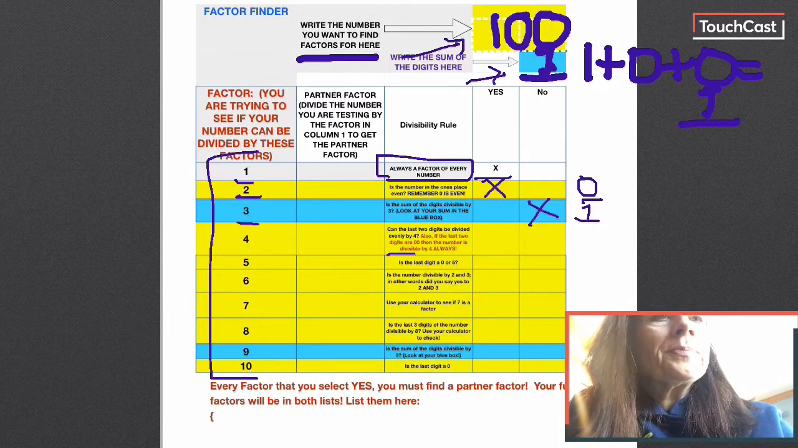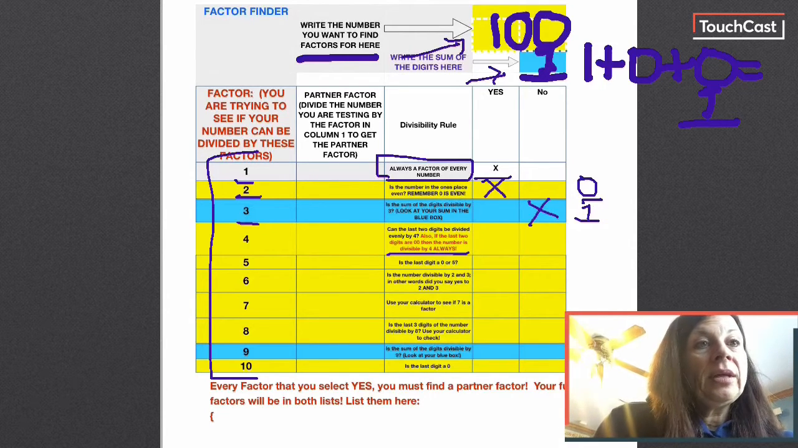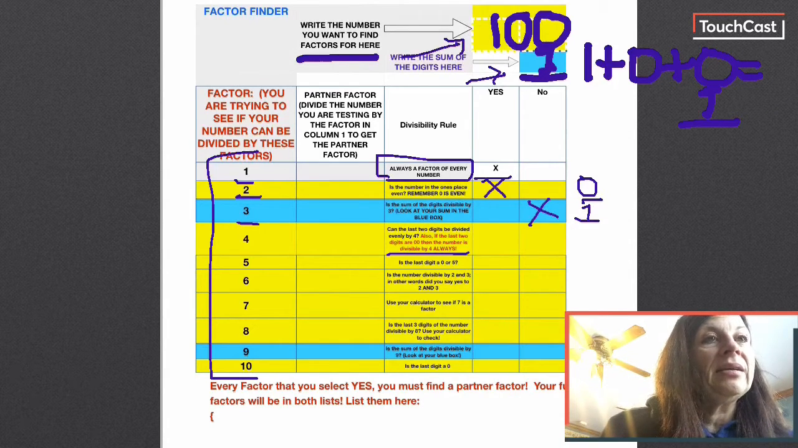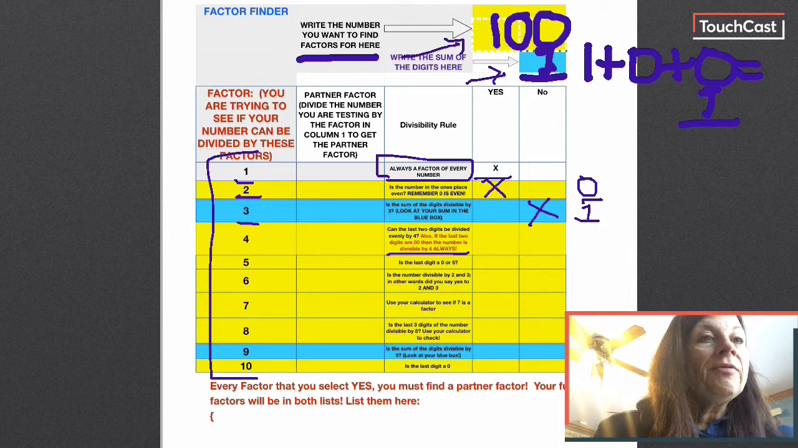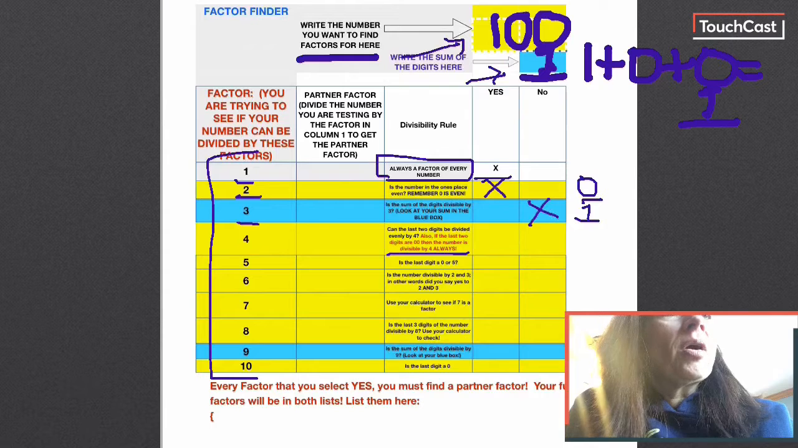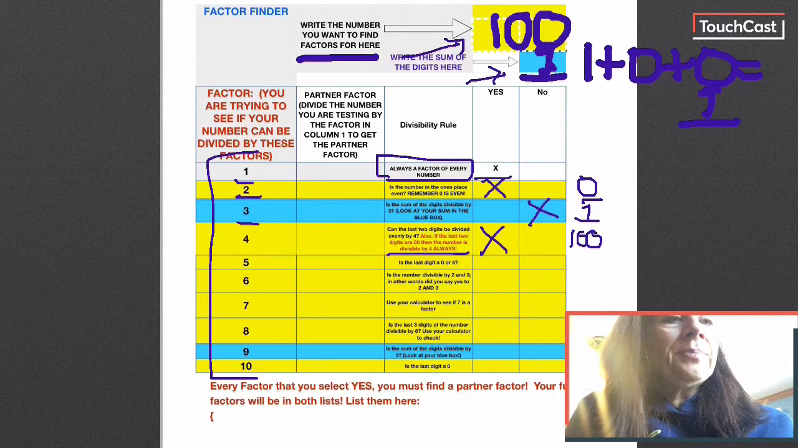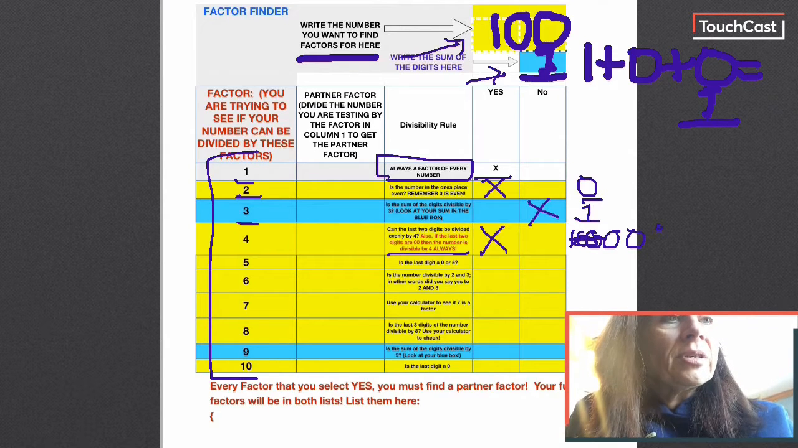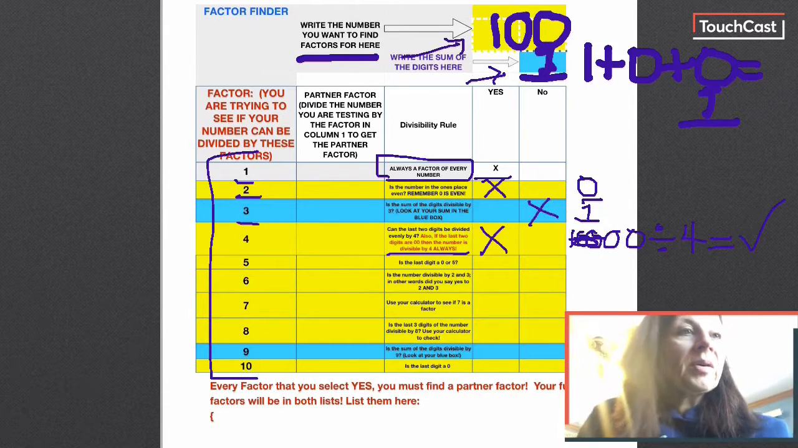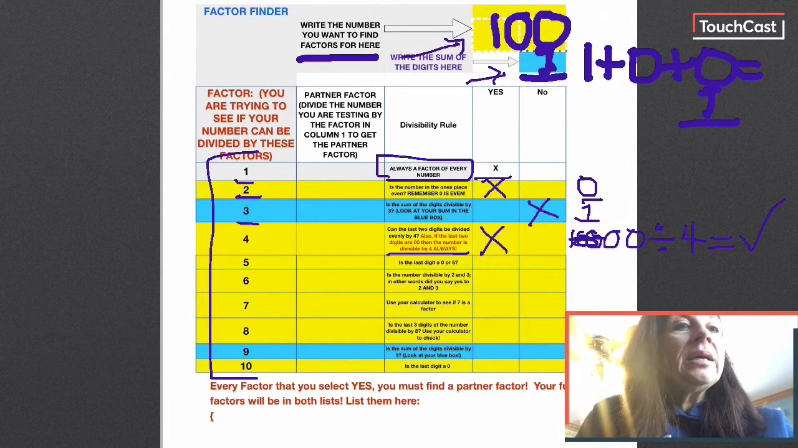Now go to number 4. We're once again looking at the yellow box. Can the last two digits be divided evenly by 4? Also, if the last two digits are 0, 0, then the number is divisible by 4 always. So this is yes because it's 0, 0. What you should write here, just to show that you are checking, is the last two digits, 0, 0, divisible by 4. That is yes.